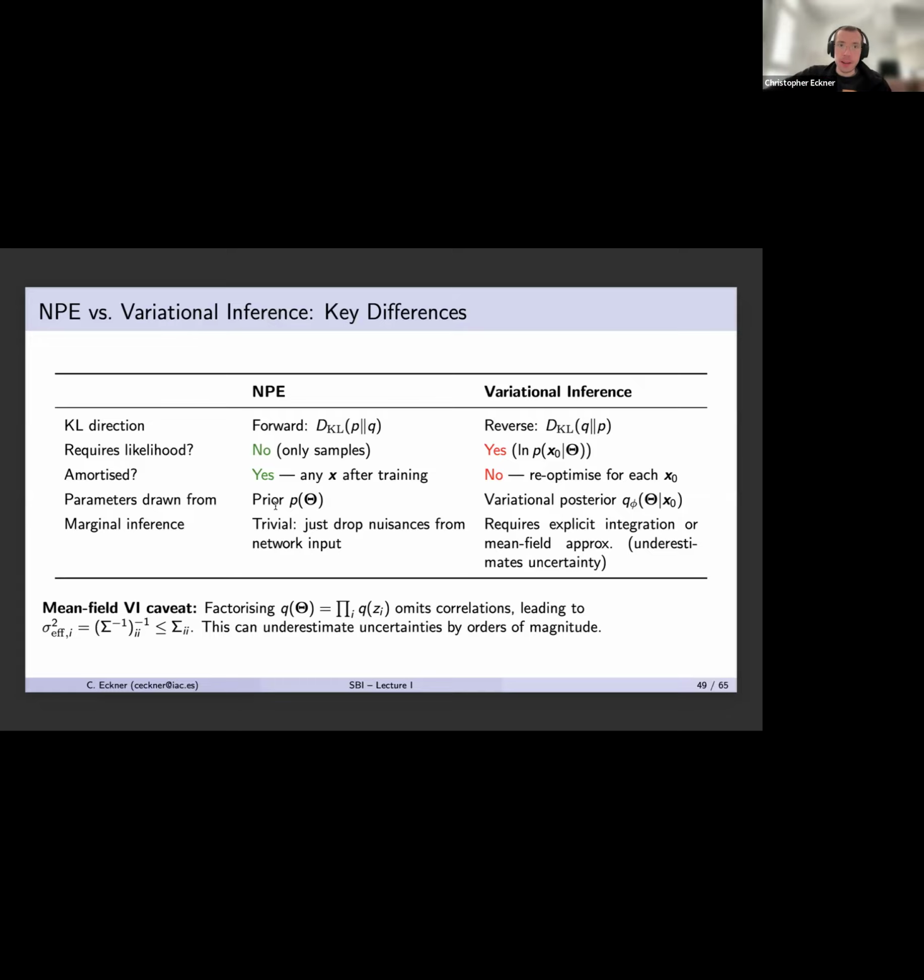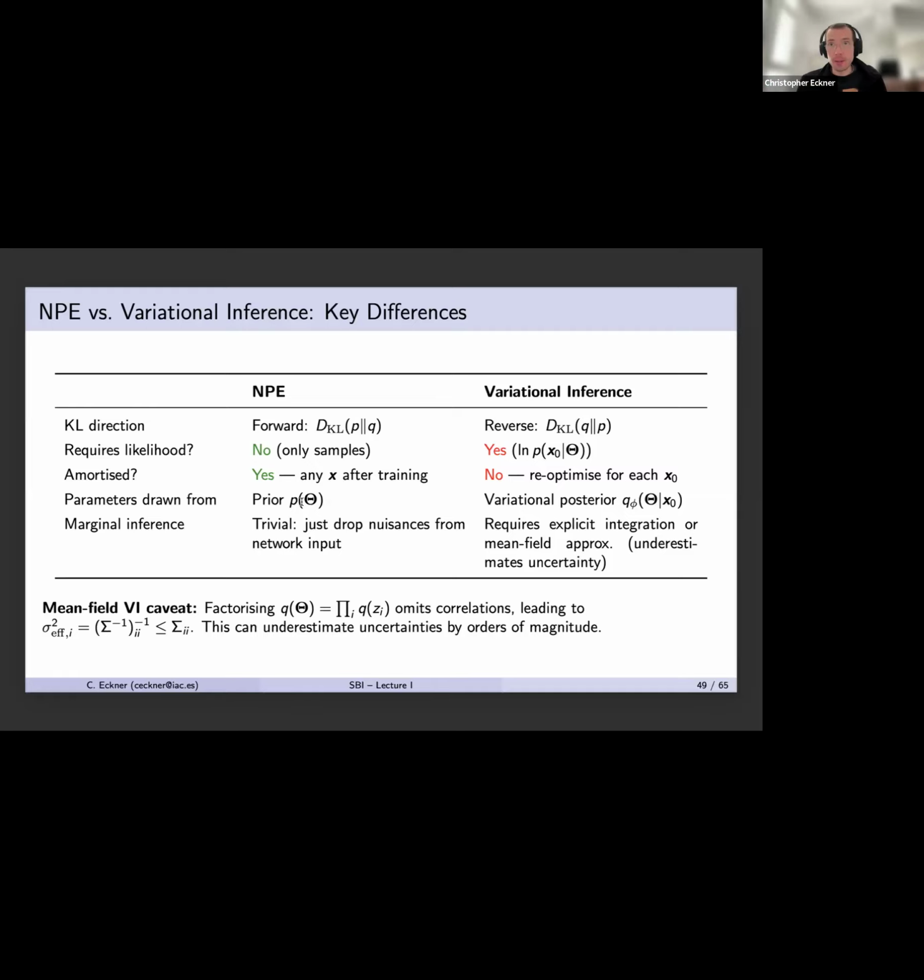Marginal inference is kind of trivial for this, because technically in posterior estimation, you can just say I only train the parameters of interest, and I completely forget about any nuisance parameters in the problem. So I can reduce the size of the parameters for which I want a posterior and effectively just marginalize over the rest.